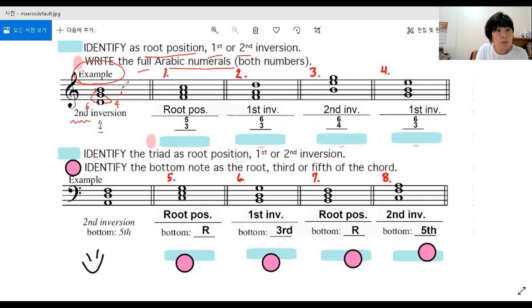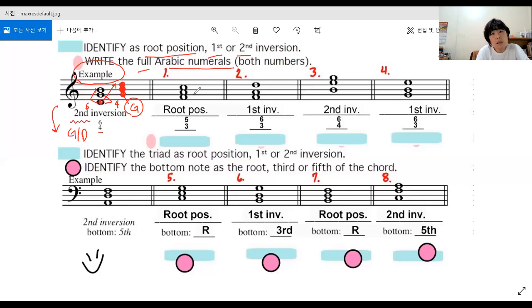So G, B remain the same. You only put the D on top. Then this is G, B, D, right? So this is line to line to line. What is the tonic? It's G, right? But G, second inversion, what is the bass? D, like that, okay? So your exam is going to be like this, okay?